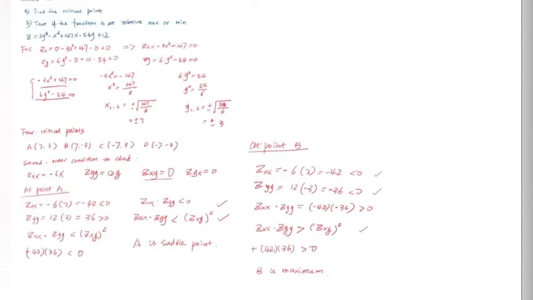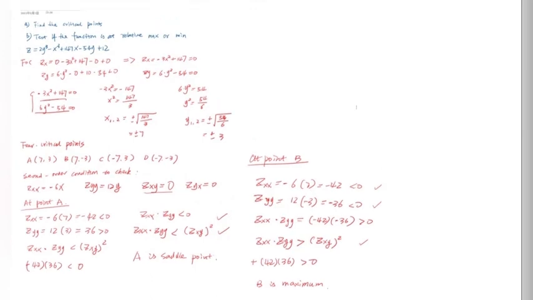If you want to check point C and point D, you can use a similar method to do that. For this question, we do part A, find the critical points, and for part B, we test the function, so it's the maximum. So this is the answer for the question.